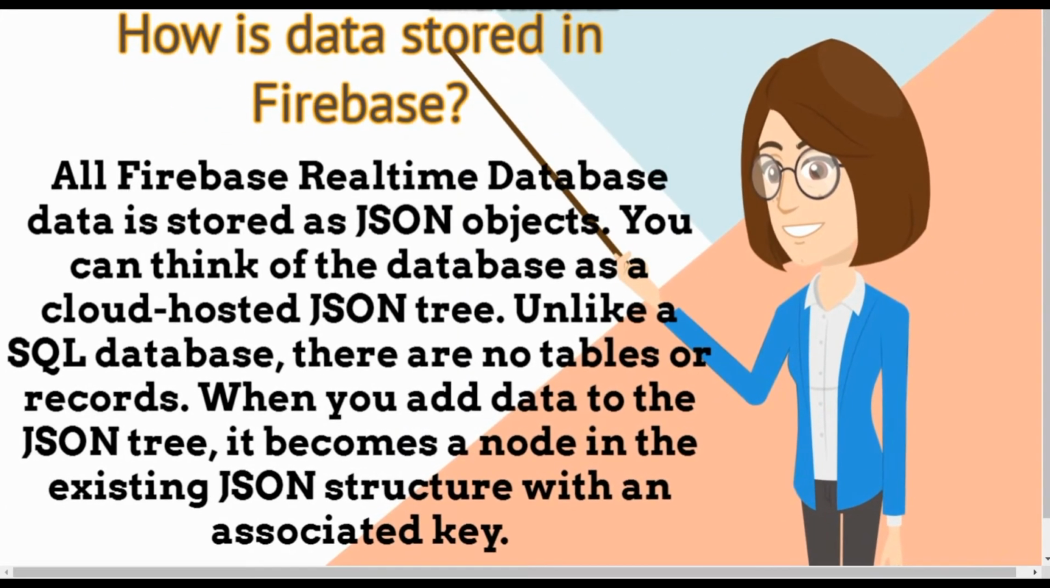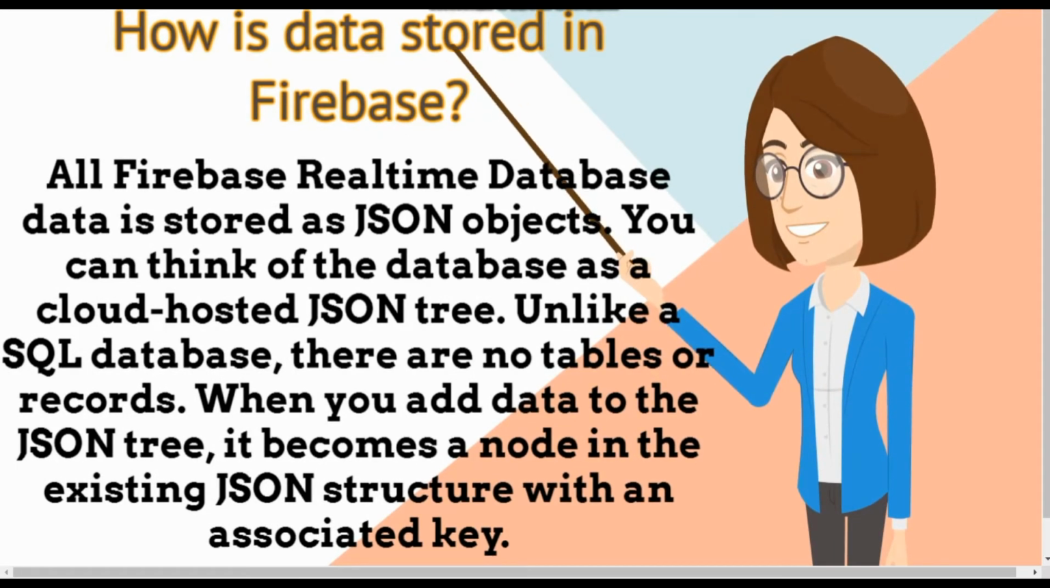How is data stored in Firebase? All Firebase real-time database data is stored as JSON objects. You can think of the database as a cloud-hosted JSON tree. Unlike a SQL database, there are no tables or records. When you add data to the JSON tree, it becomes a node in the existing JSON structure with an associated key.